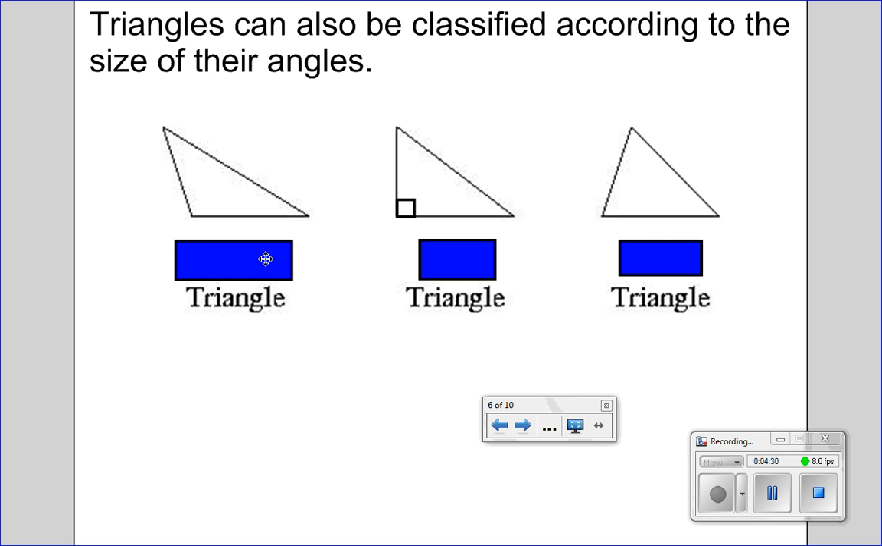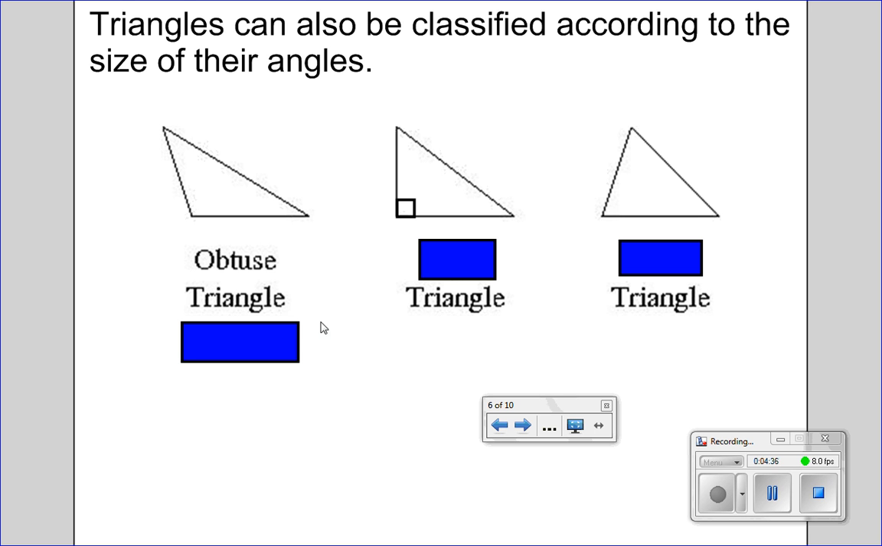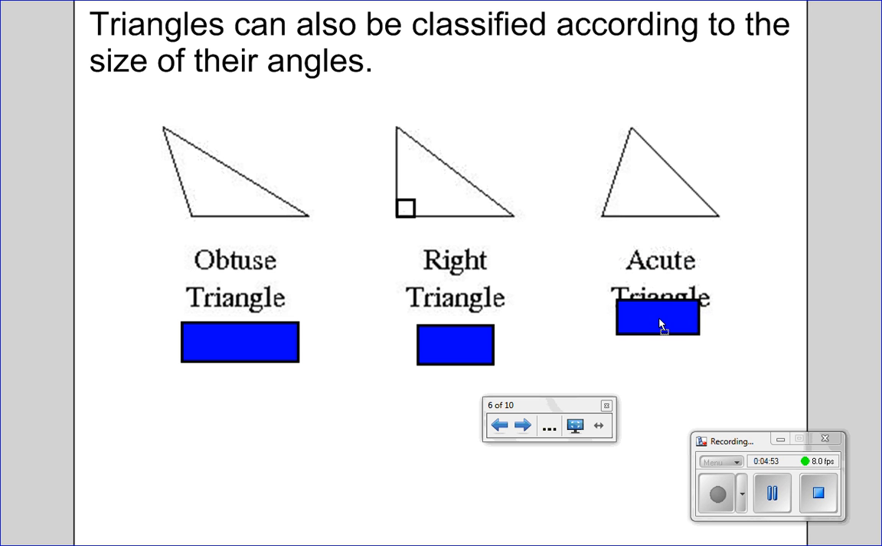So the triangle that has one angle greater than 90 degrees is called an obtuse triangle. The triangle that has a right angle is a right triangle. And finally, a triangle that has at least one angle that's less than 90 degrees is an acute triangle.